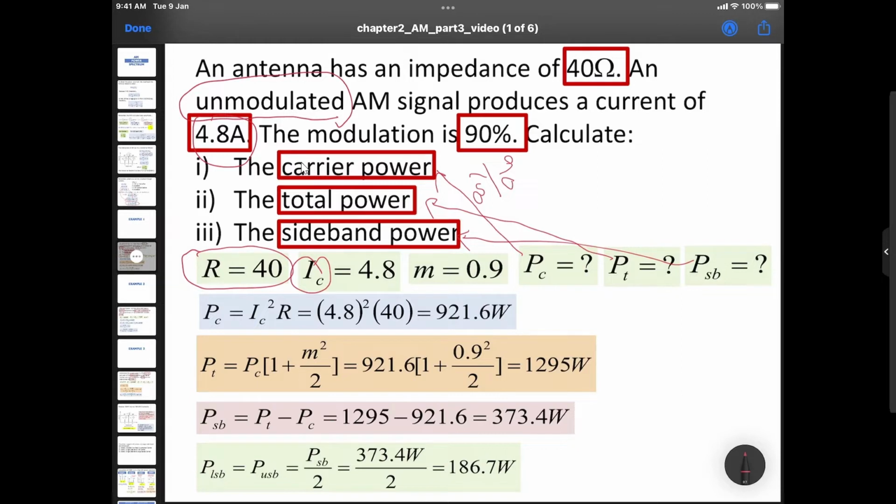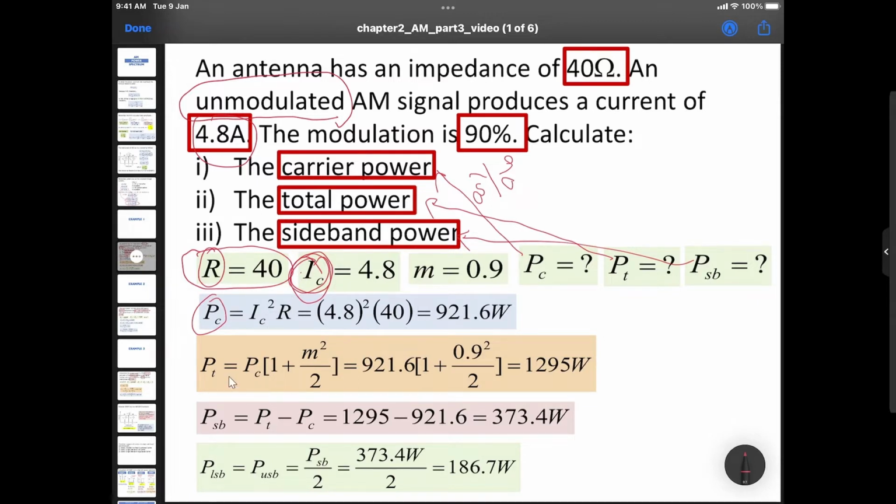So the first one, carrier power. Because you already know what is the IC, and you already know what is the R, we substitute into the PC. We remember that when we have the current, we use the I squared R. Because here we have the current, we don't have the voltage, so we just simply use the equation of I squared R, and we get the answer there.